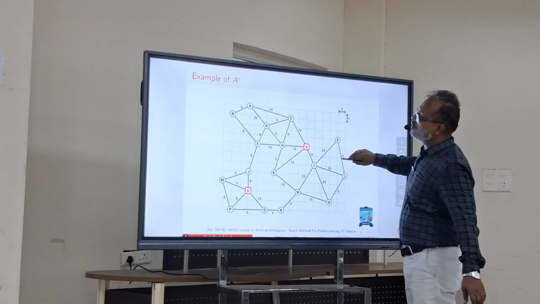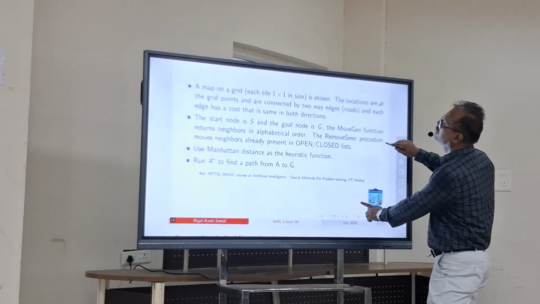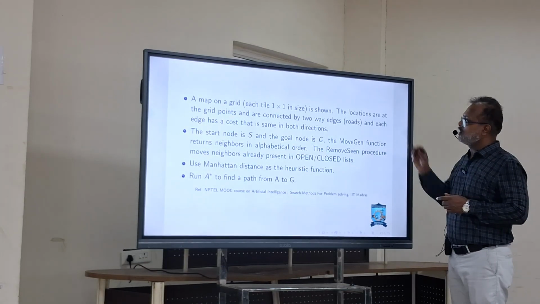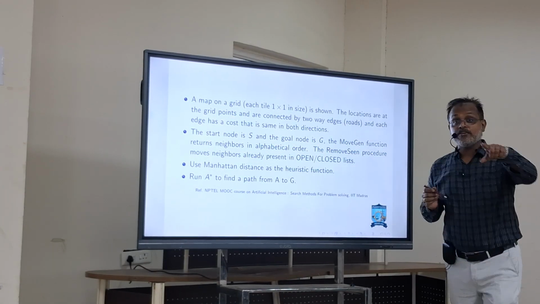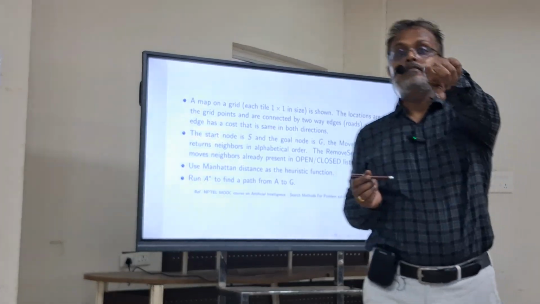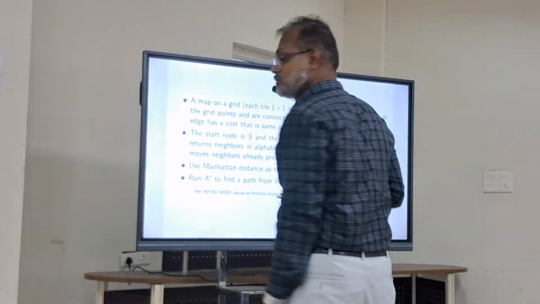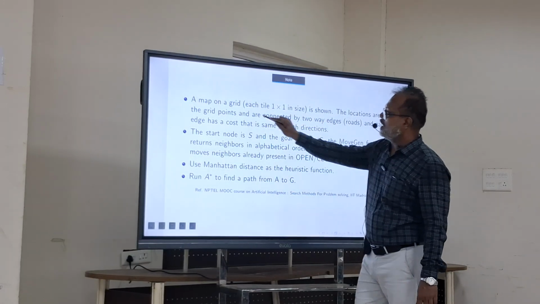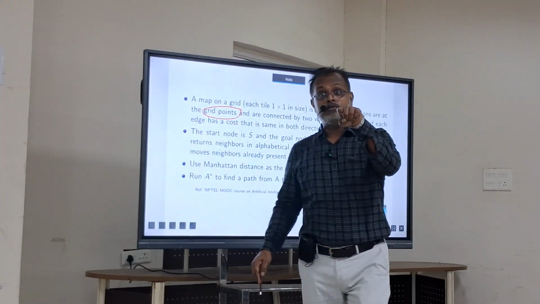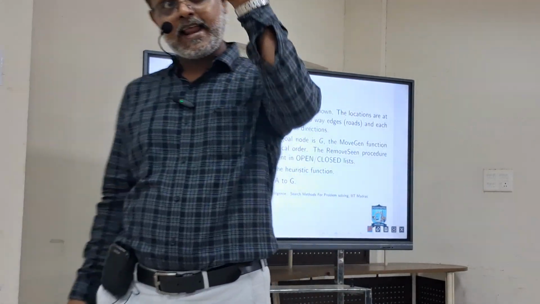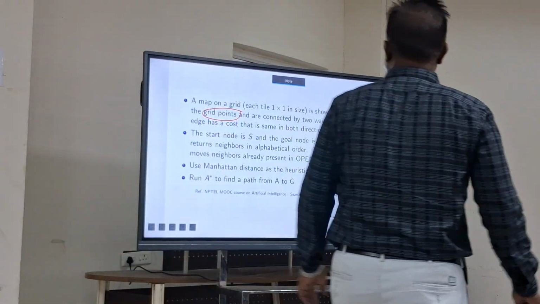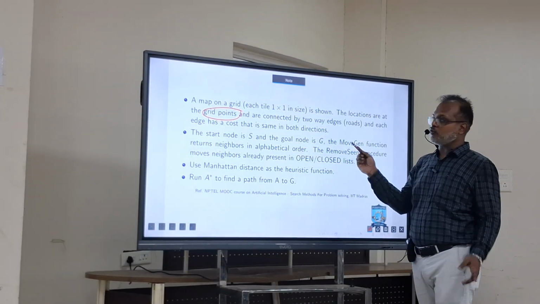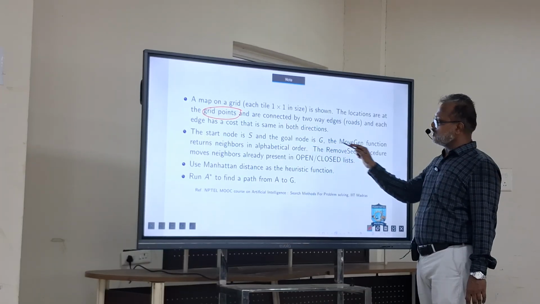Okay, so what are the questions? The question is a map on a grid. Each cell is 1 by 1 in size. The locations are at the grid points, so that's why you have to take that distance. They are at the grid points and are connected by two-way edges. The two-way edges are roads, and each edge has a cost that is the same in both directions. The start node is S and the goal node is G.